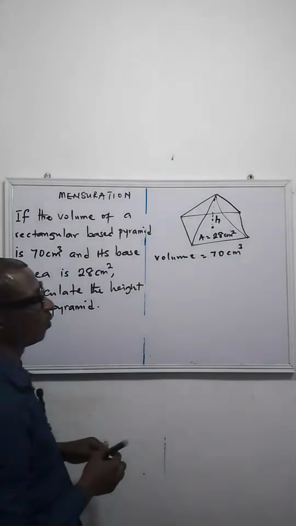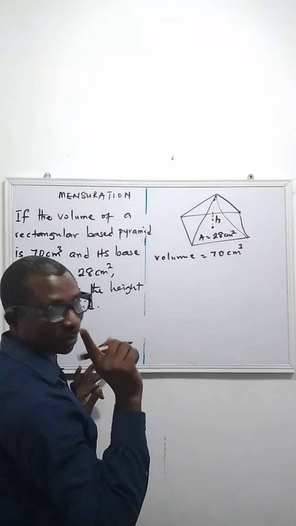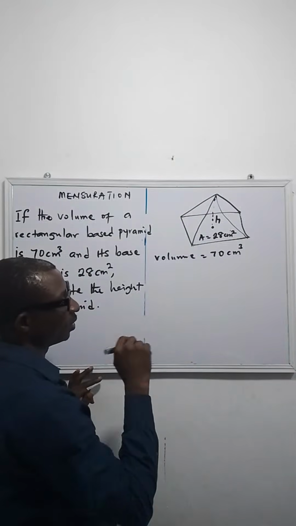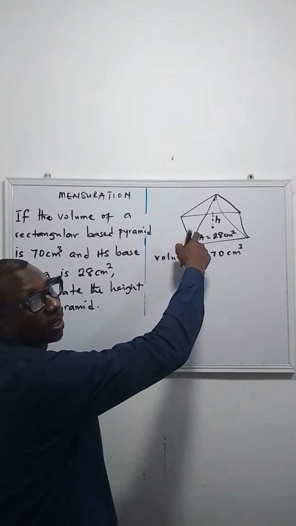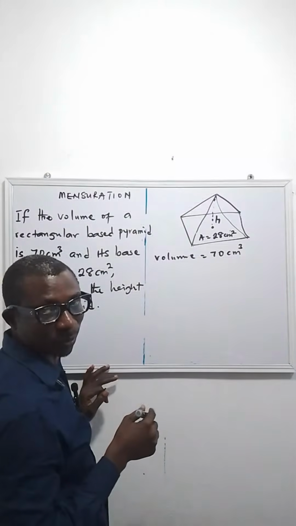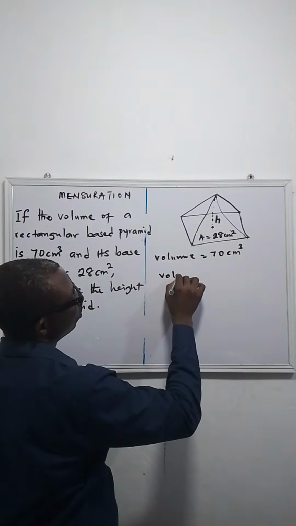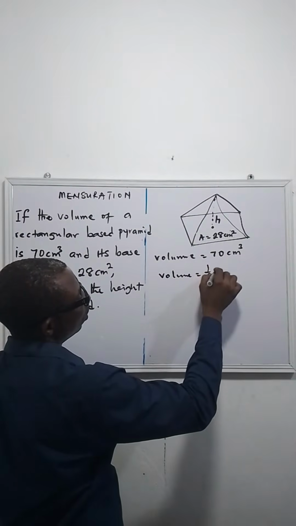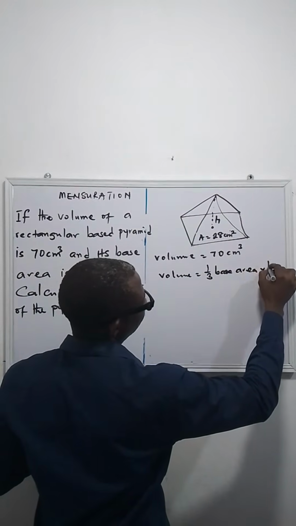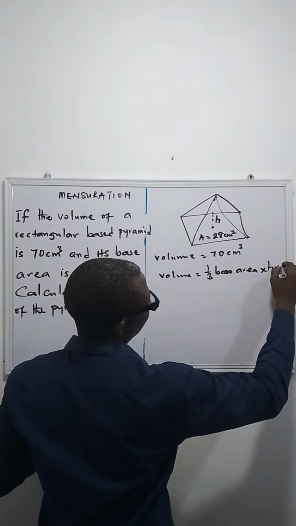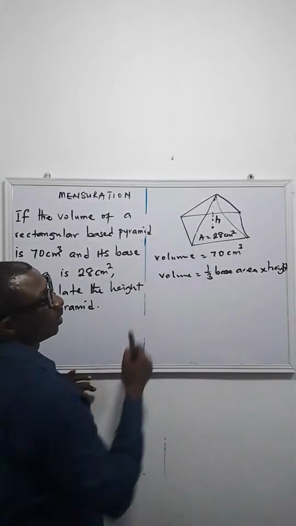So now what is the formula for calculating volume of a pyramid? Do you know that? Please drop that in the comment section. Let me see if you know the formula. Before I give you the answer, just pause the video and drop your answer too. Now you have volume equals 1/3 of base area times the height. So that is the formula for calculating volume of a pyramid.